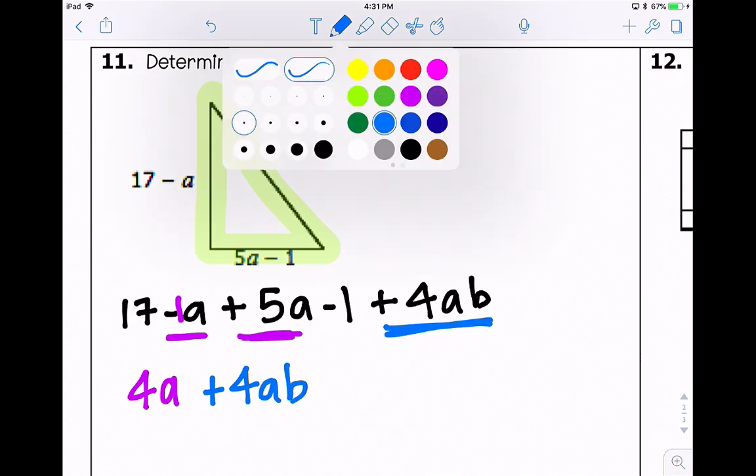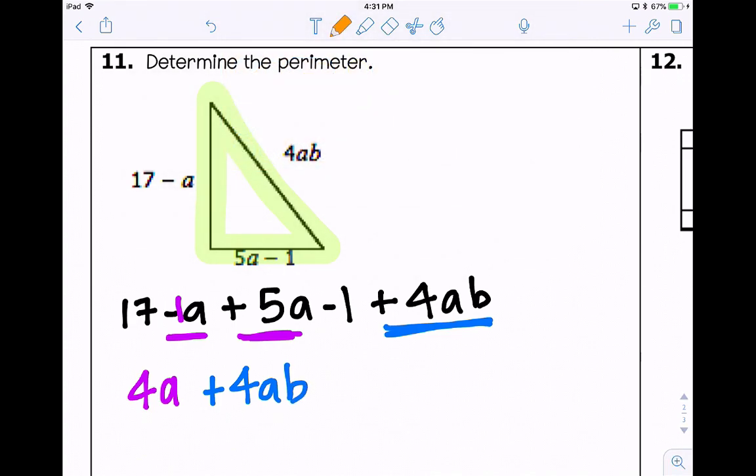Okay, and then I look, and my last 2 pieces, I have a 17 left, and I have a negative 1. Both of those are constants. They don't have a variable, so they are like terms. They're just constants. So 17 minus 1 would be a positive 16. So our final answer for the perimeter of this triangle would be 4a plus 4ab plus 16, and that's as simplified as we can make it at this point.